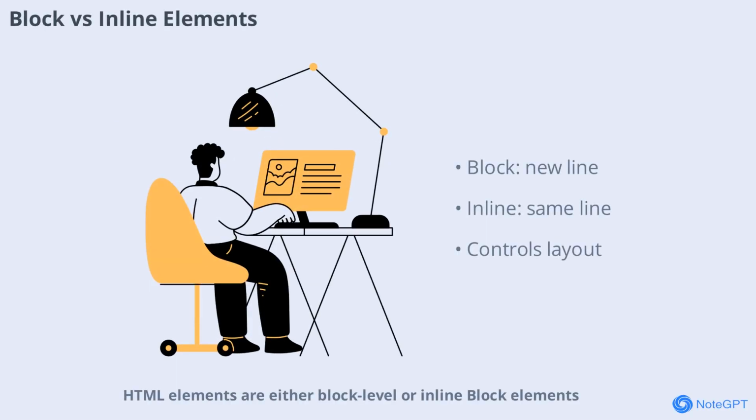HTML elements are either block level or inline. Block elements like div and p start on a new line and take up the full width. Inline elements like span and a stay within the flow of text. Understanding the difference helps you control your page layout.